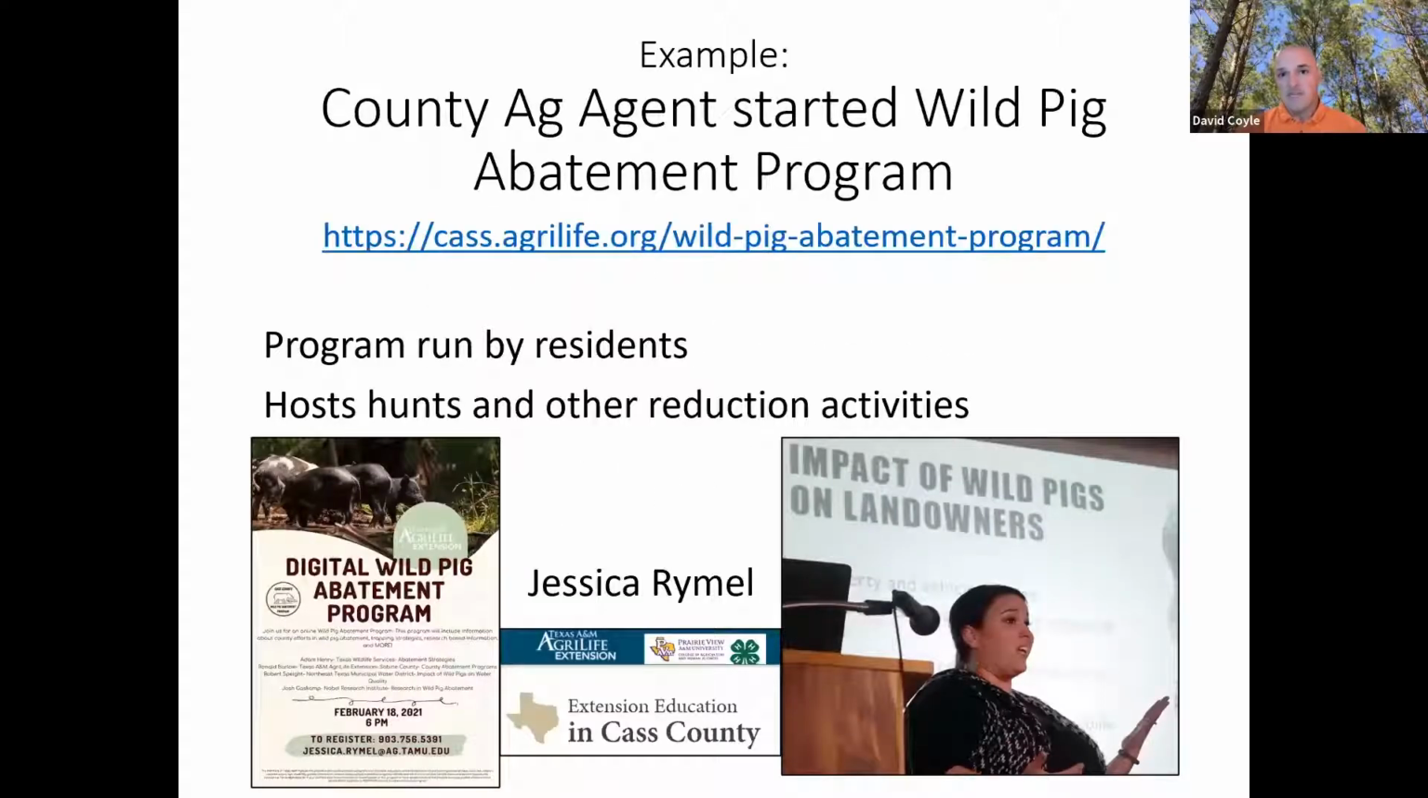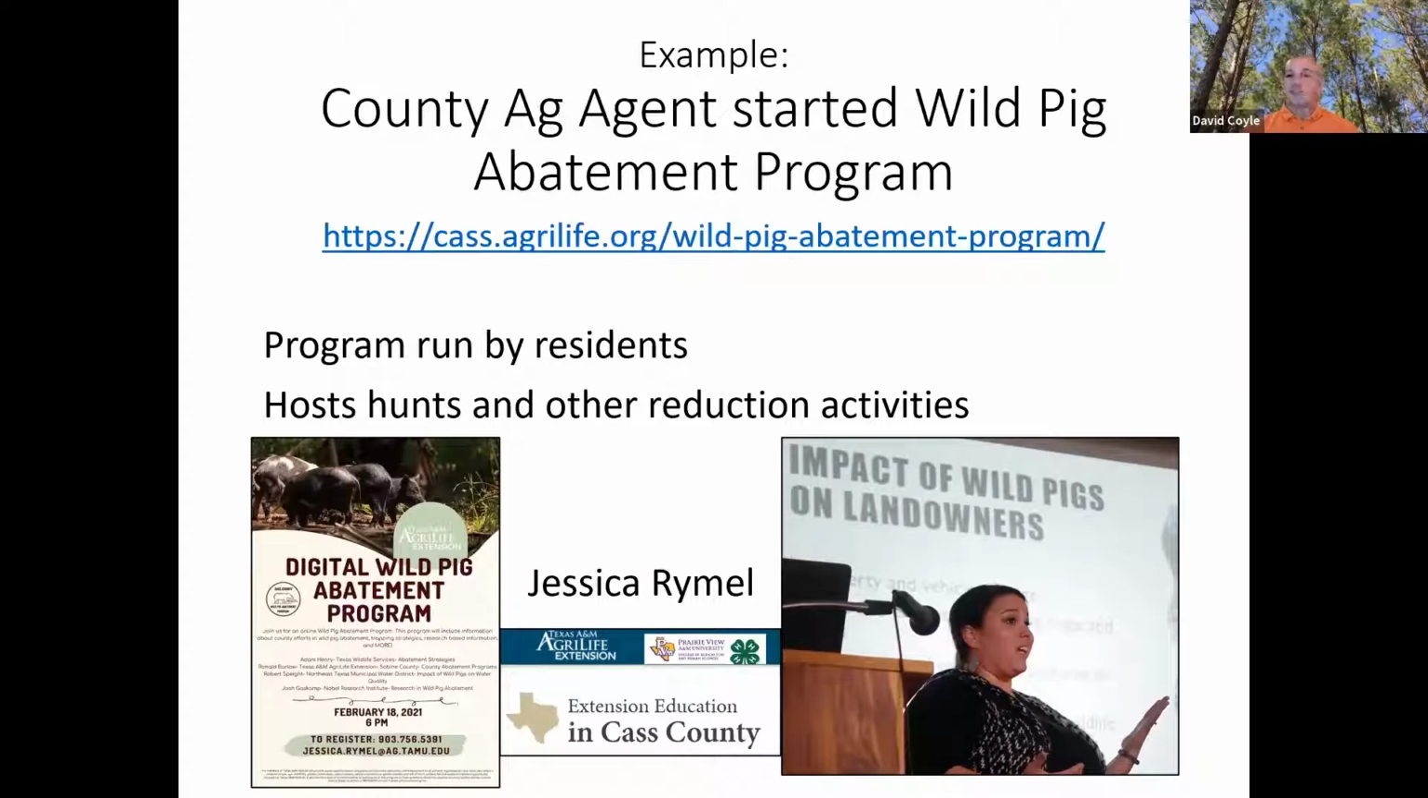Agents are critical in ongoing management of stuff, right? And we've talked about insects and that type of thing today, but wild hogs are a massive, massive problem across much of the country, even up into Canada. Here's a great example of a program started by one of the county agents in Texas, the Wild Pig Abatement Program. This was started by Ms. Jessica Rimo, and it's a program that is run by residents, facilitated through extension over there, Texas A&M AgriLife, and it hosts hunts and other reduction activities for wild hogs. And it looks like they've been quite successful in keeping those populations at bay.